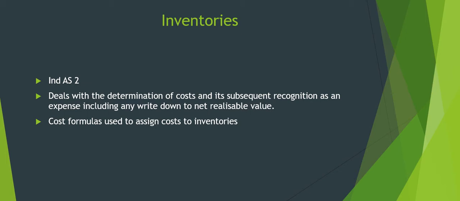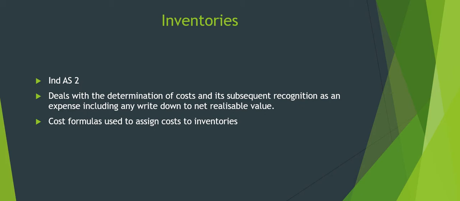So we are going to start with inventories in this particular video. Inventories in AS standard 2. So what does the standard basically tell about inventories? Inventory is nothing but the stock that a company uses. So it basically prescribes the accounting treatment for the inventories.